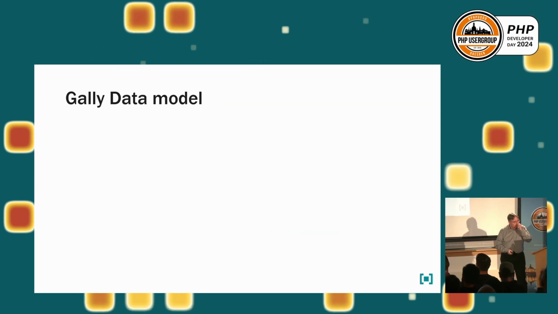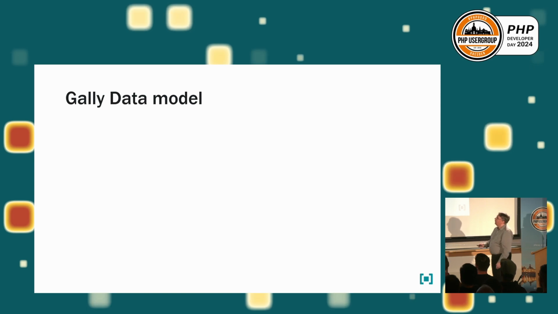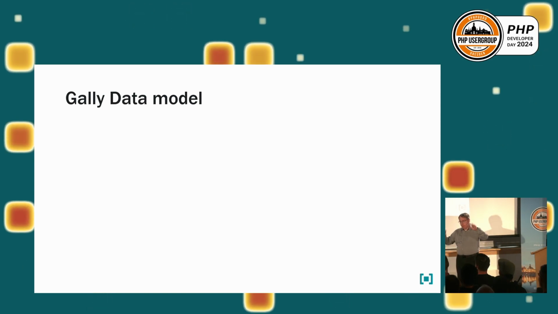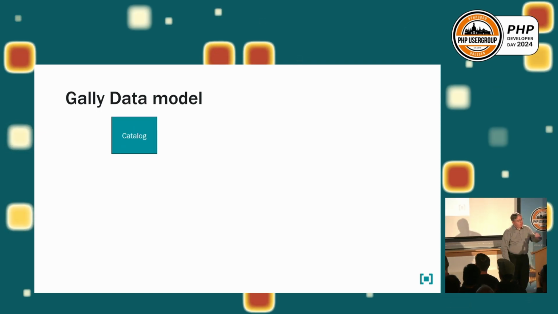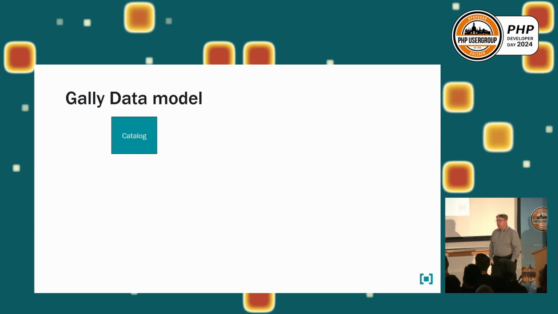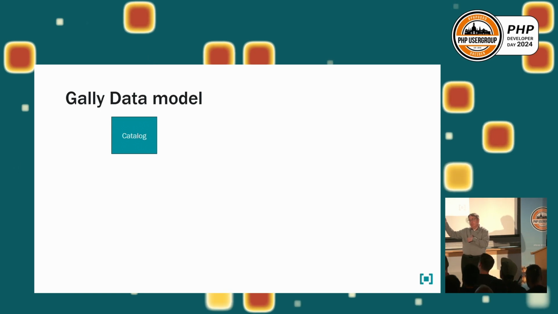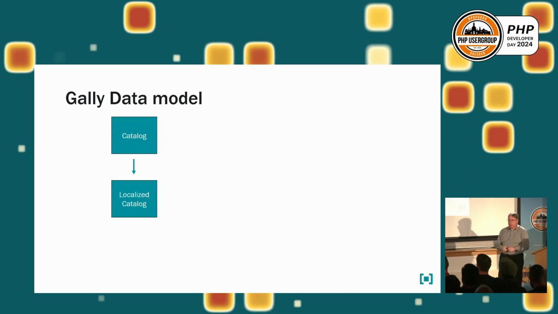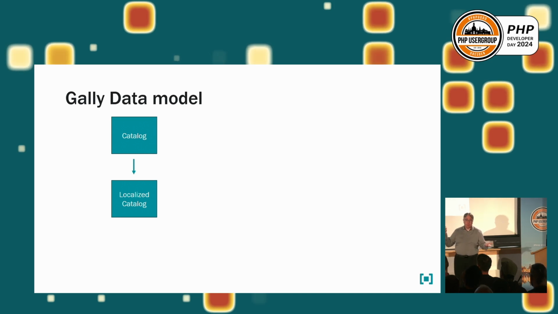Before we dive deep into how things work, let's have a look at the data model, because I realized it just makes sense to look at this from a very high level so that we are on the same page. So it all starts with a catalog. Think of a catalog as a website, I would say. Our blog is a catalog. If you have an online shop with multiple storefronts, each storefront would be its own catalog. Each catalog needs a localized catalog. You need a specific language that you want to expose. Luckily, in our case, it's just English.